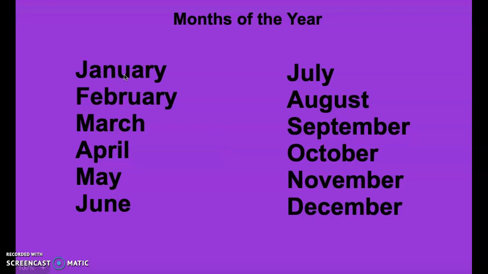First month of the year is January. We start the year in January. The last month of the year is December. We end the year in December. There are 12 months in a year, and we are in the 6th month. So let's start at January and count to 6. 1, 2, 3, 4, 5, 6. June. We're in the month of June.